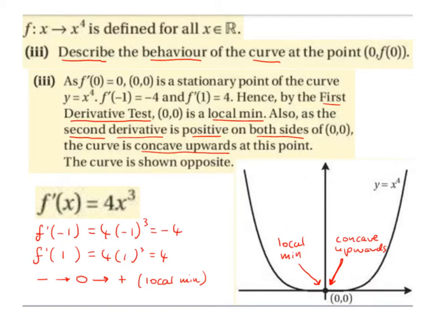So this is our working out. f'(x) equals 4x to the power of 3. So f'(-1) equals 4 times -1 to the power of 3, which is -4. And f'(1) equals 4 times 1 to the power of 3, which is 4. So we've gone from negative to 0 to positive. So therefore we have a local minimum.